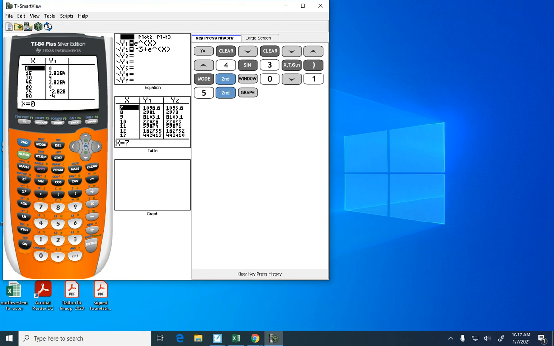What I want to see, though, is these values here. I want to see the table. Give me a t-chart, or give me each of the ordered pairs on the graph. I need to see the ordered pairs.